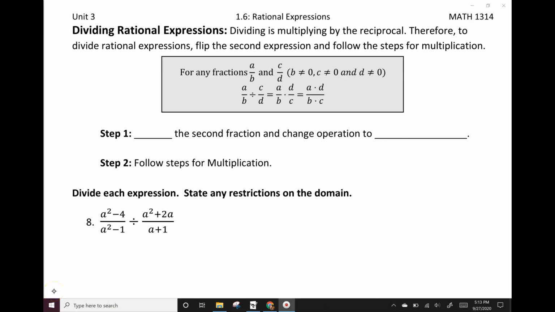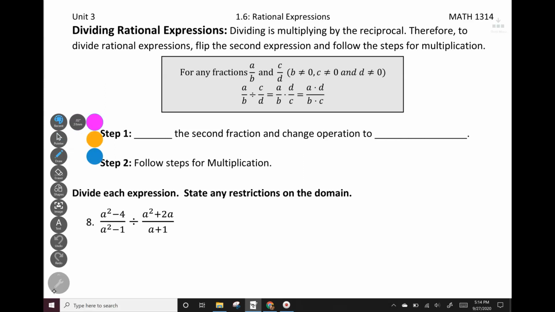Hey guys, so this is 1.6 part 2 over rational expressions. In the last video, we learned how to simplify rational expressions and to multiply them. Now we're going to move into dividing rational expressions. So dividing rational expressions is actually very similar to multiplying rational expressions.